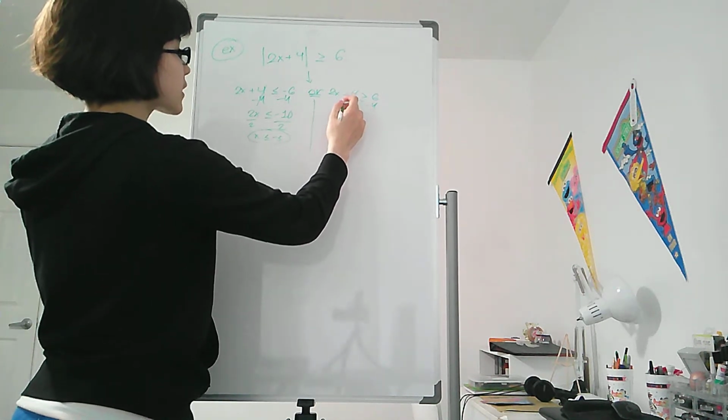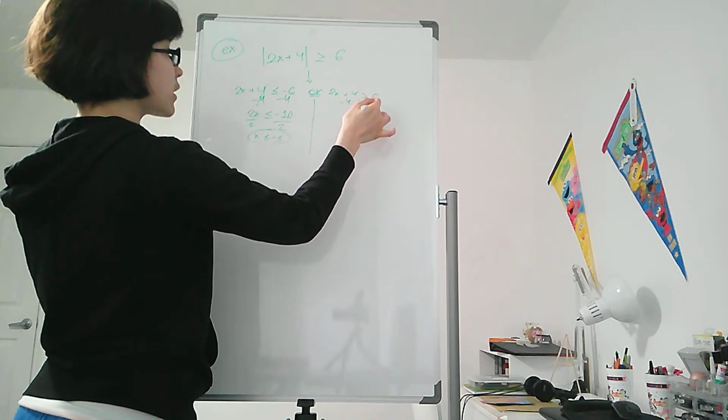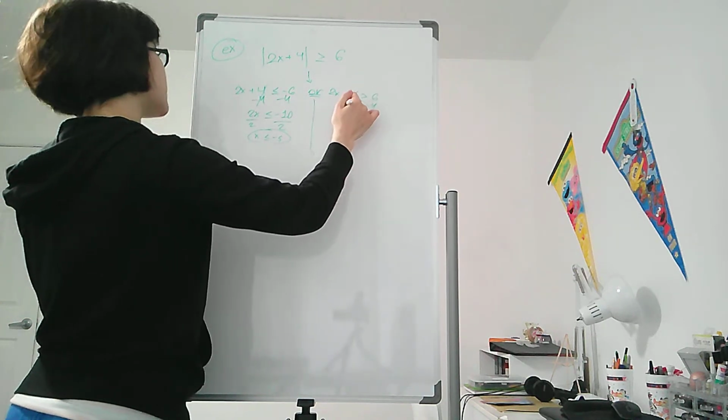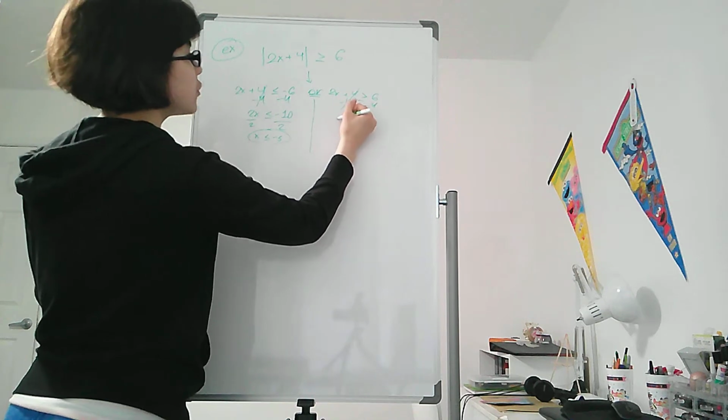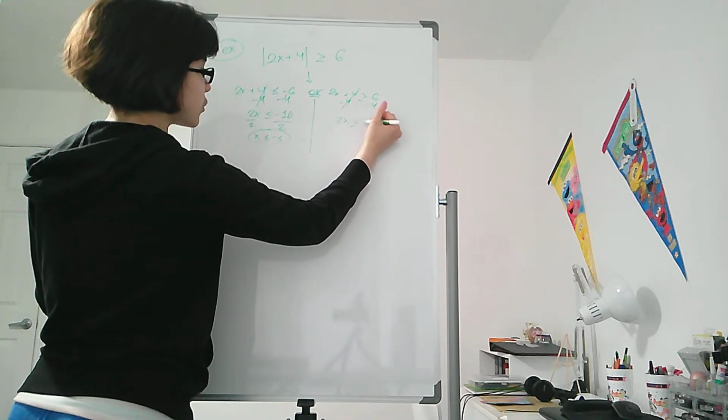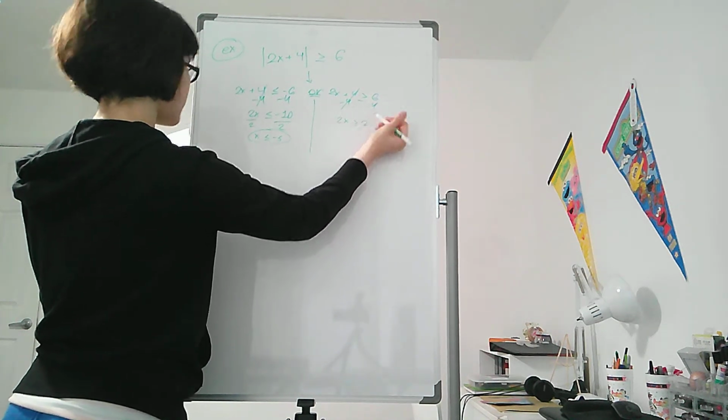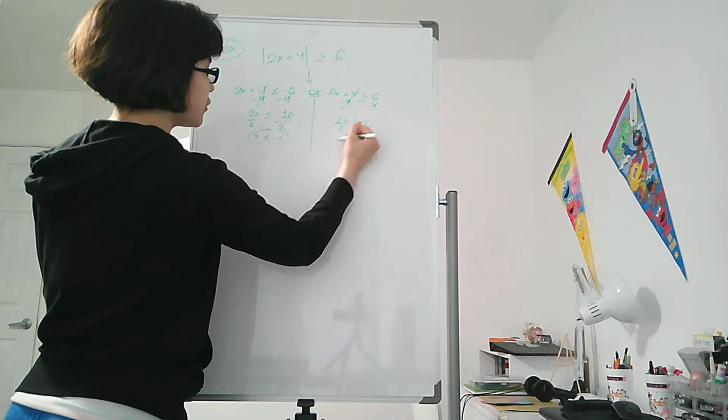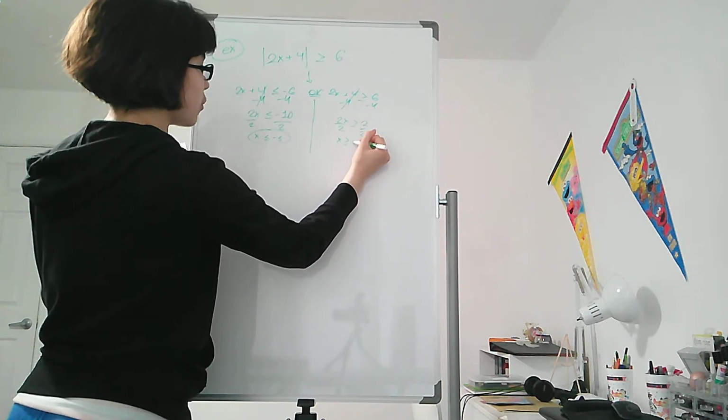And then 2x plus 4 is greater than or equal to 6 on the right-hand side. Subtract 4 from both sides. 2x is greater than or equal to positive 2. And then divide both sides by 2. X is greater than or equal to 1.